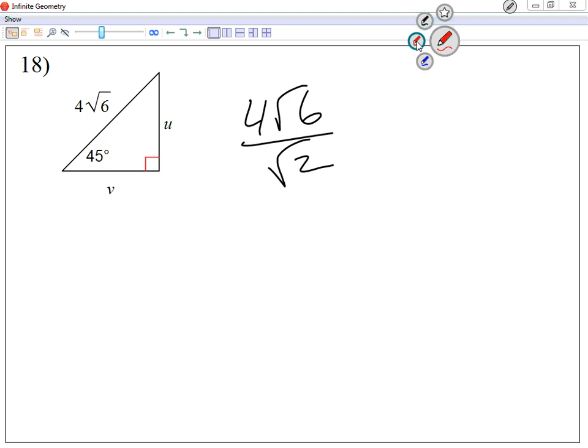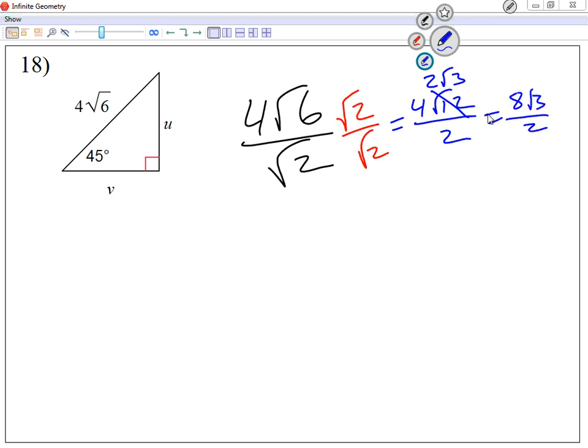Let me do this first the long way, then I'm going to show you guys an easier, shorter way. No radicals at the bottom, so radical 2 and radical 2. I'm going to multiply top and bottom by radical 2. So I get 4 radical 12 over 2. Make sure you simplify radical 12. I know radical 12 is 2 radical 3. All right, we know how to simplify radicals. So on the top, I have 8 radical 3 over 2.